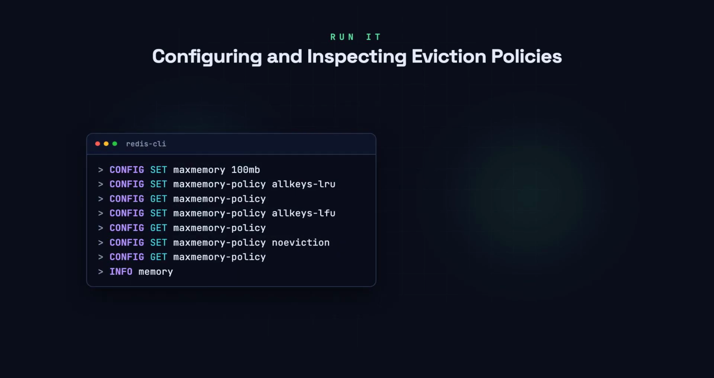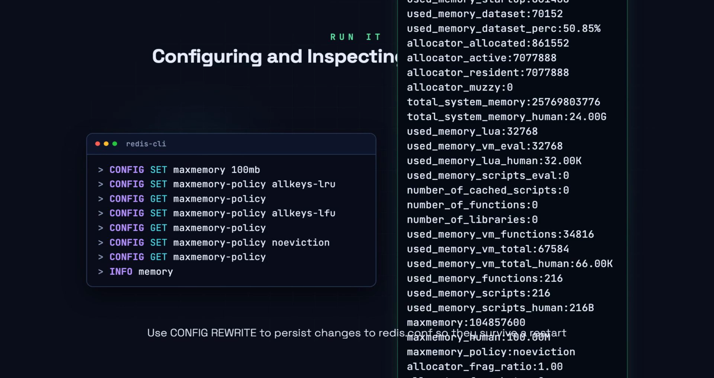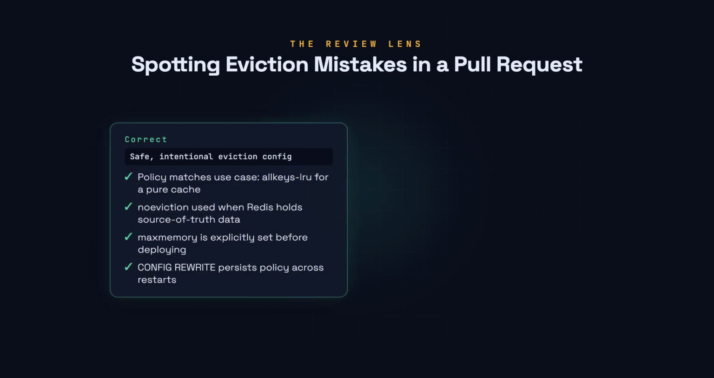You set eviction policies at runtime with CONFIG SET. Here we switch between allkeys-lru, allkeys-lfu and no eviction, then check INFO MEMORY to see current usage against your max memory ceiling. When reviewing a PR, check two things.